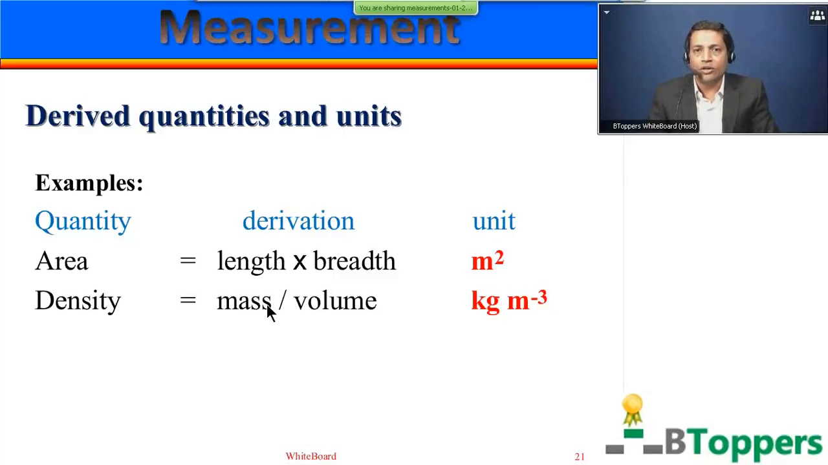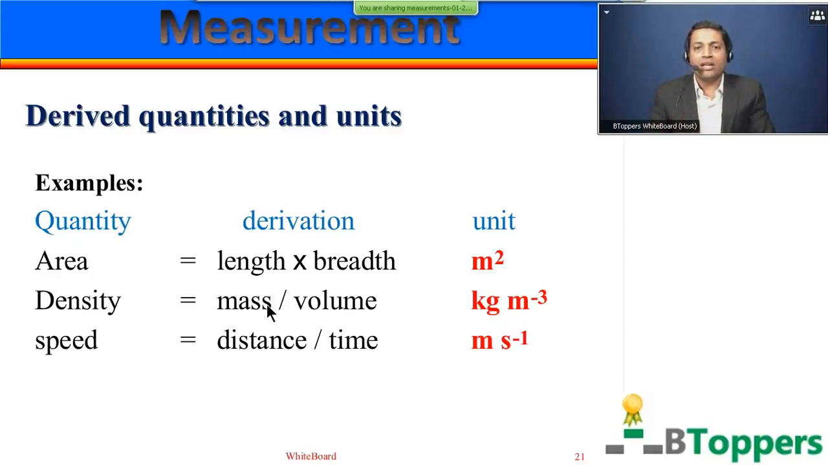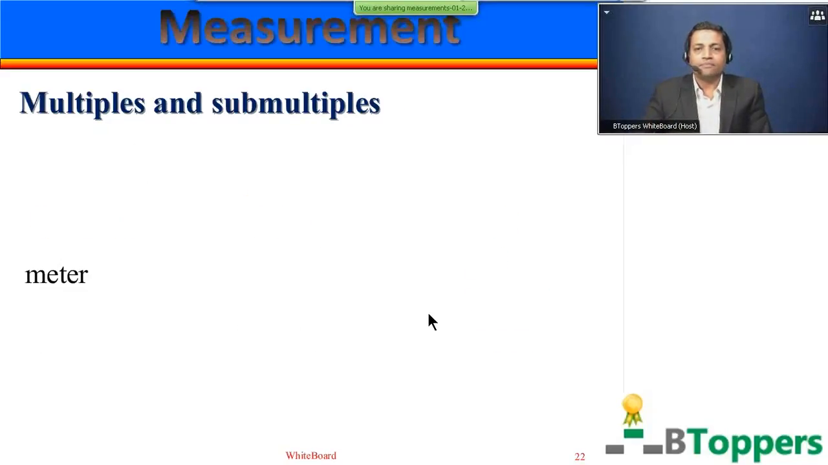Density is given as mass by volume. Mass is kilogram and volume is meter cubed in the denominator. So if you write down the unit, that will be kg per meter cube. So density can be derived from mass, which is a fundamental quantity, and from length, because using length you calculate volume and the volume is used here. Similarly, speed. Speed is equal to distance by time. Distance is measured in terms of the quantity that is length, and the unit is meter. Therefore, distance is measured in meters. Time is measured in seconds. Therefore, the unit for speed is meters per second. So you see, this is how we can derive quantities from some other fundamental quantities.